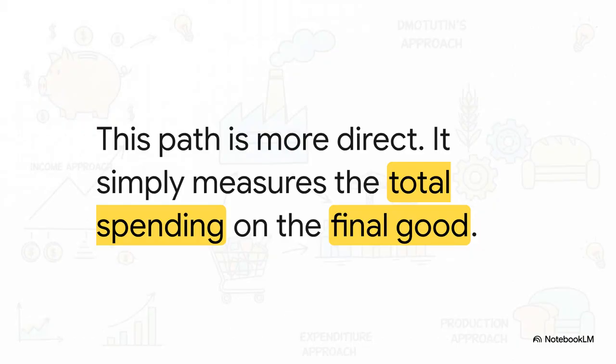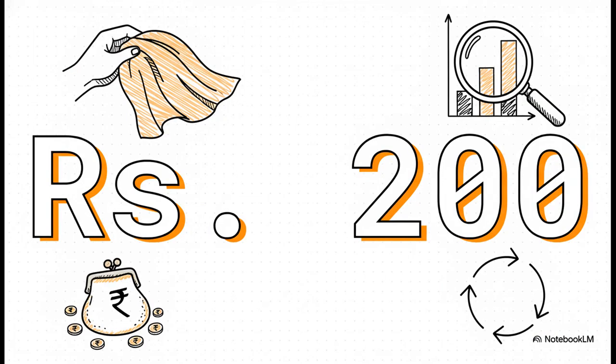All right, on to method number 2. This one is the expenditure method, and it's way more direct. This one just asks a really simple question. What was the total amount spent on the final good? It basically ignores all the middle steps and just jumps right to the end of the line. Well, in our little story, there was only one final sale, right? The customer buying the cloth. And they spent 200 rupees. Simple as that. Now, hang on a second. Notice anything? Yeah, it's the exact same number we got with the first method.